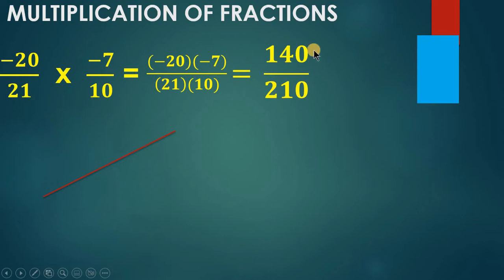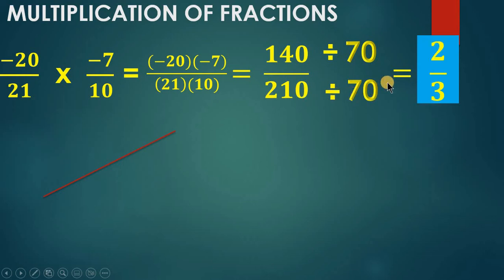Ayan. So, dito, kunin natin yung greatest common factor. Ano ba ang kanilang greatest common factor? So, that is 70. Ayan. So, divide natin. 140 divided by 70 is, we have 2. And then, 210 divided by 70, we have 3. So, the answer is 2/3. Okay. So, nasundan ba? Okay.